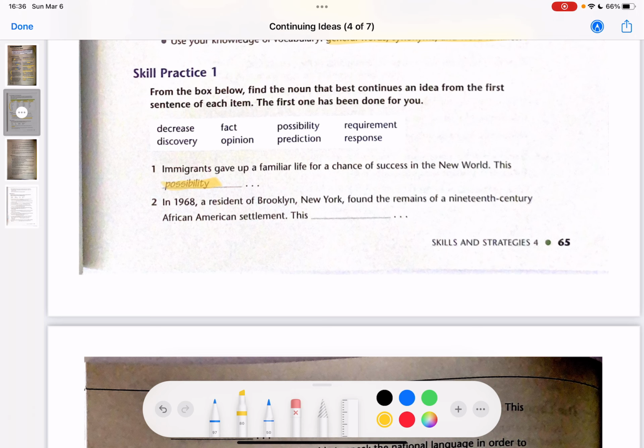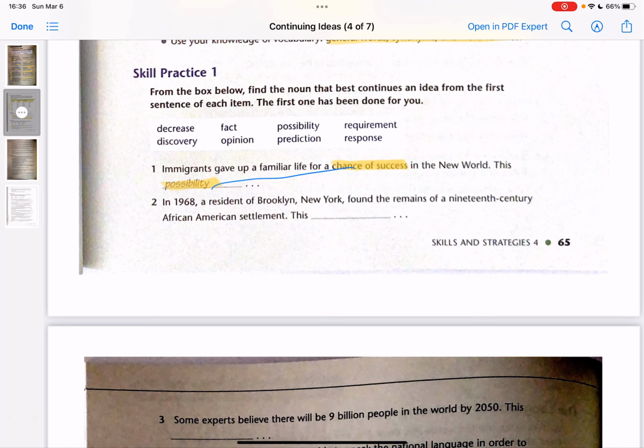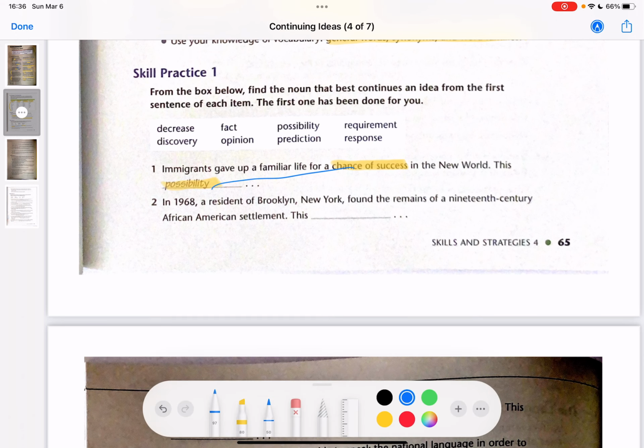So here, in the example they've done for you, possibility is the answer choice. What you can look back at is chance for success. That's really similar to possibility. So that makes sense that possibility would be the best word to continue that idea. I'm just going to do number 2 for you. So doing a little bit of your homework for you, but I want to do one more example.